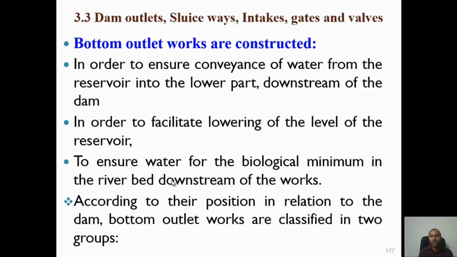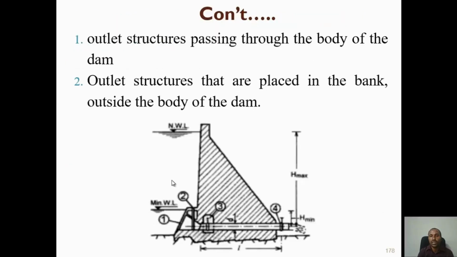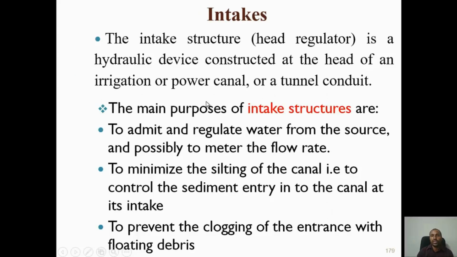Okay, the next one is, according to their position in relation to the dam, bottom outlet works are classified into two groups. So you may have two groups of bottom outlet. Let us see. Outlet structures passing through the body of the dam. Sometimes outlet structures may pass through the body of the dam, or outlet structures that are placed in the bank, outside of the body of the dam. Sometimes you may provide. So you can see this is through the body of the dam. So this is bottom outlet structures through the body of the dam, but sometimes outside in the bank.